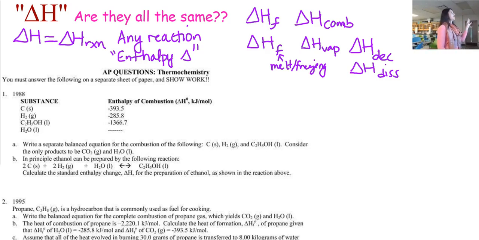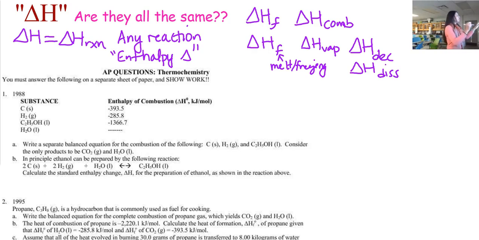So a whole bunch of different delta H's, and I wanted to make sure, because a lot of times people just see delta H and they automatically think that it's the heat of formation, and so then they're like, oh, I can do products minus reactants with this number. Wrong, okay?